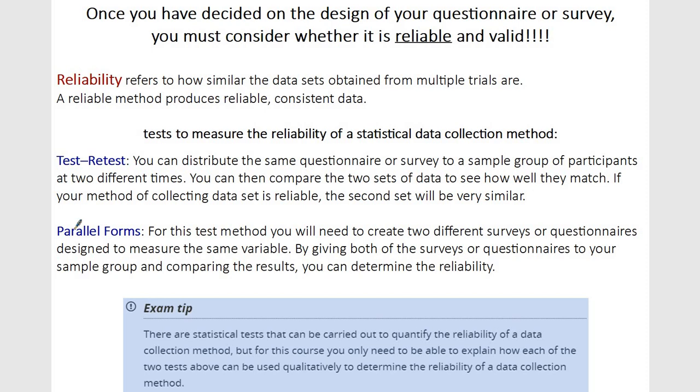So instead of doing it at 2 different times, you're giving them 2 different tests at the same time, because it's hard to get one person in there to take a questionnaire survey. It's certainly going to be difficult to get them in there multiple times. Now you don't need to know exactly how to do or how to quantify this, but you do need to know how these are used.